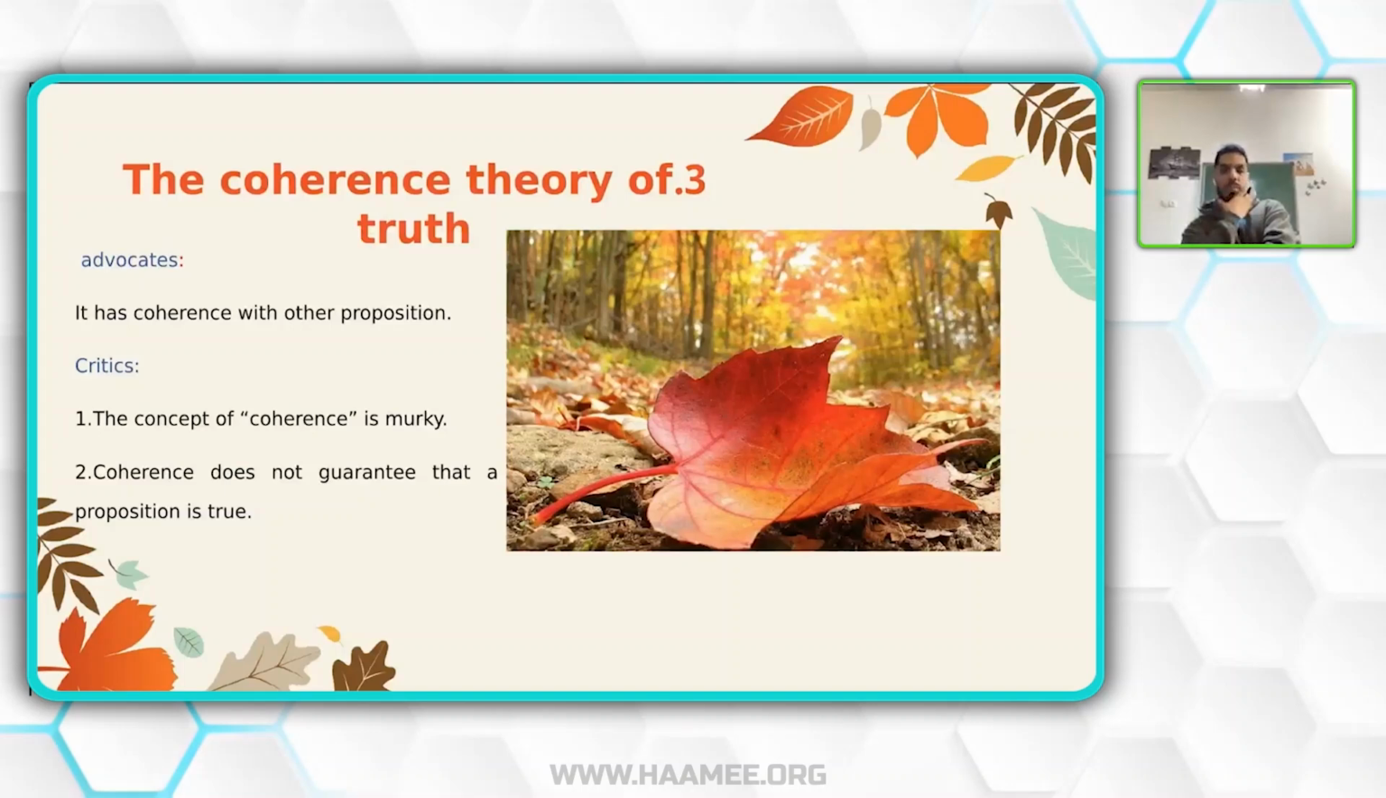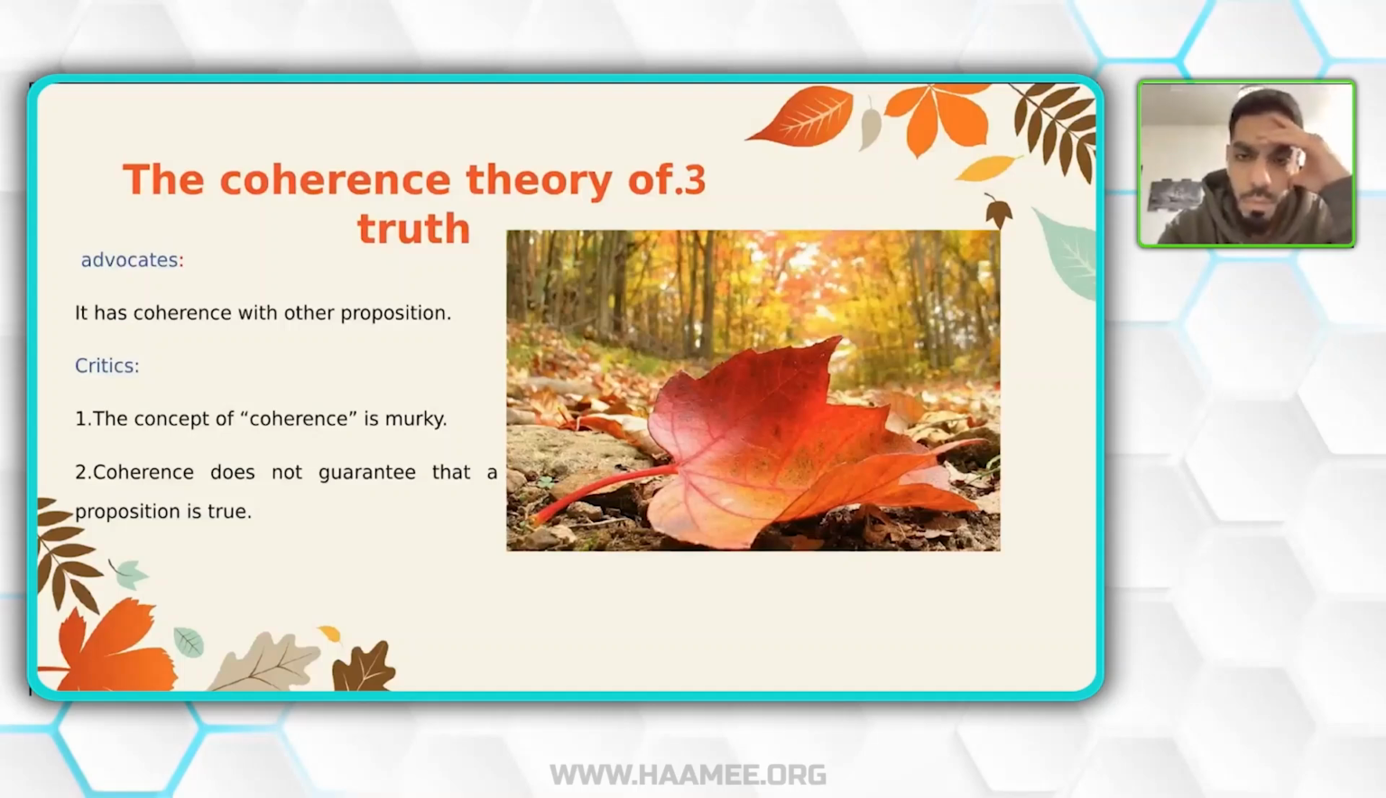So here they critique that the concept of coherence is murky. What does it mean? When we say something is murky, it's not obvious. We cannot see it or understand it easily. Here it is mentioned that it cannot be obvious whether this proposition has a coherence or not.